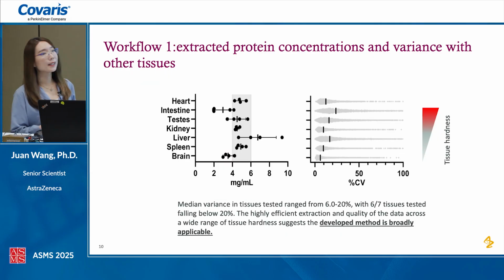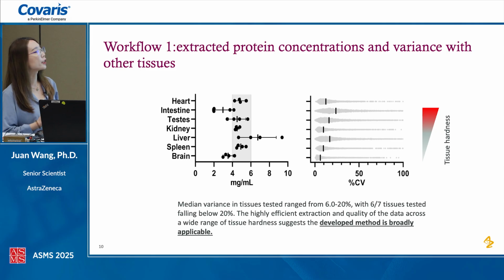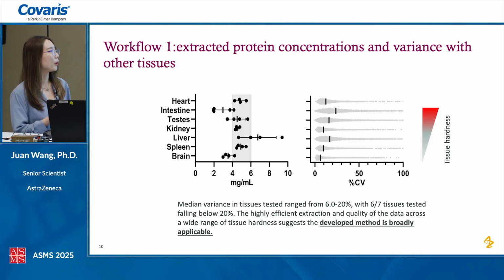And we also apply this technology to all the other tissue types, including the heart, kidney, liver, spleen, and brain. We find that we can get a protein concentration of about 4 to 6 milligram per milliliter. And the variance is about 6% to 20%, with 6 of 7 tissues tested falling below 20%. So this highly efficient extraction and data quality across a wide range of tissue hardness suggests the developed method is broadly applicable.